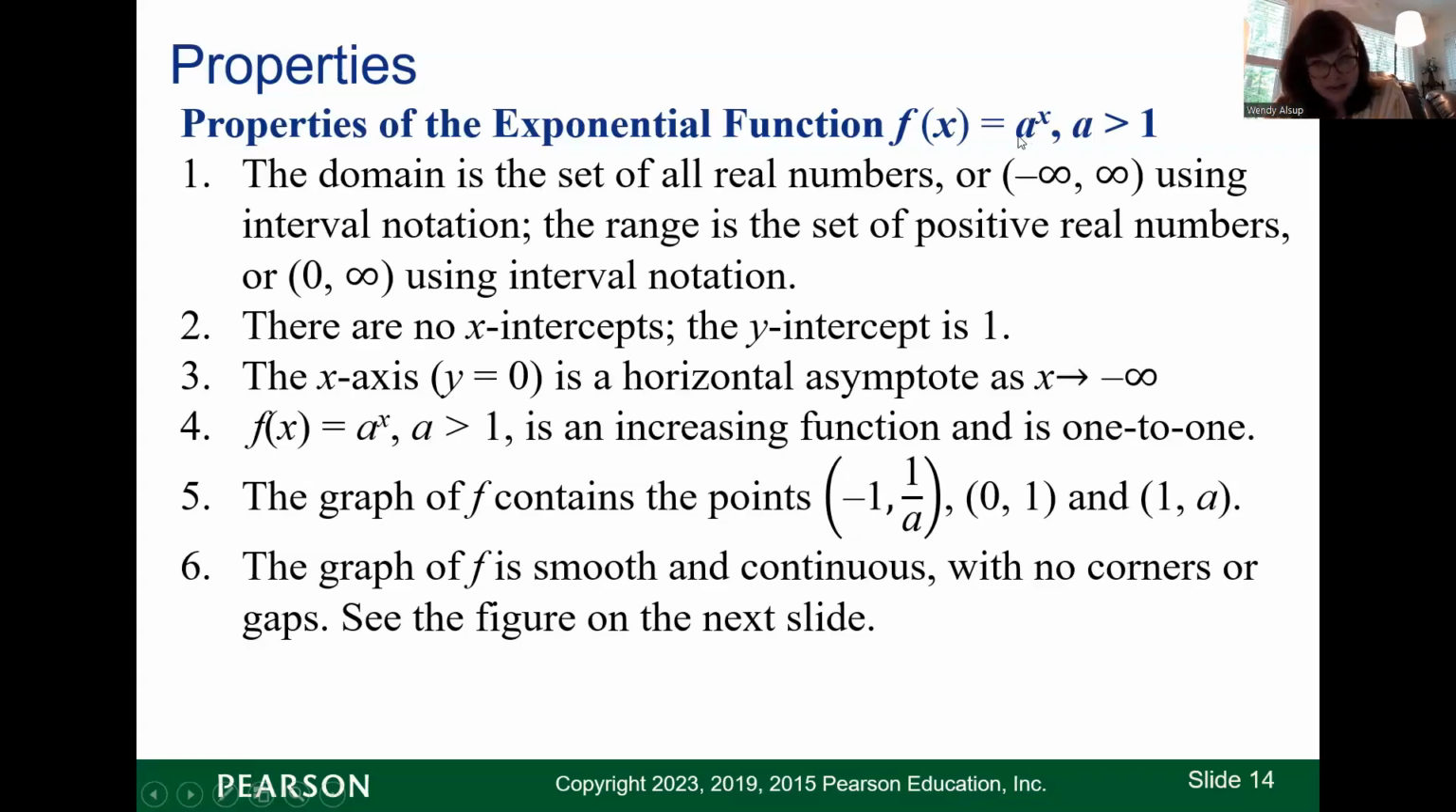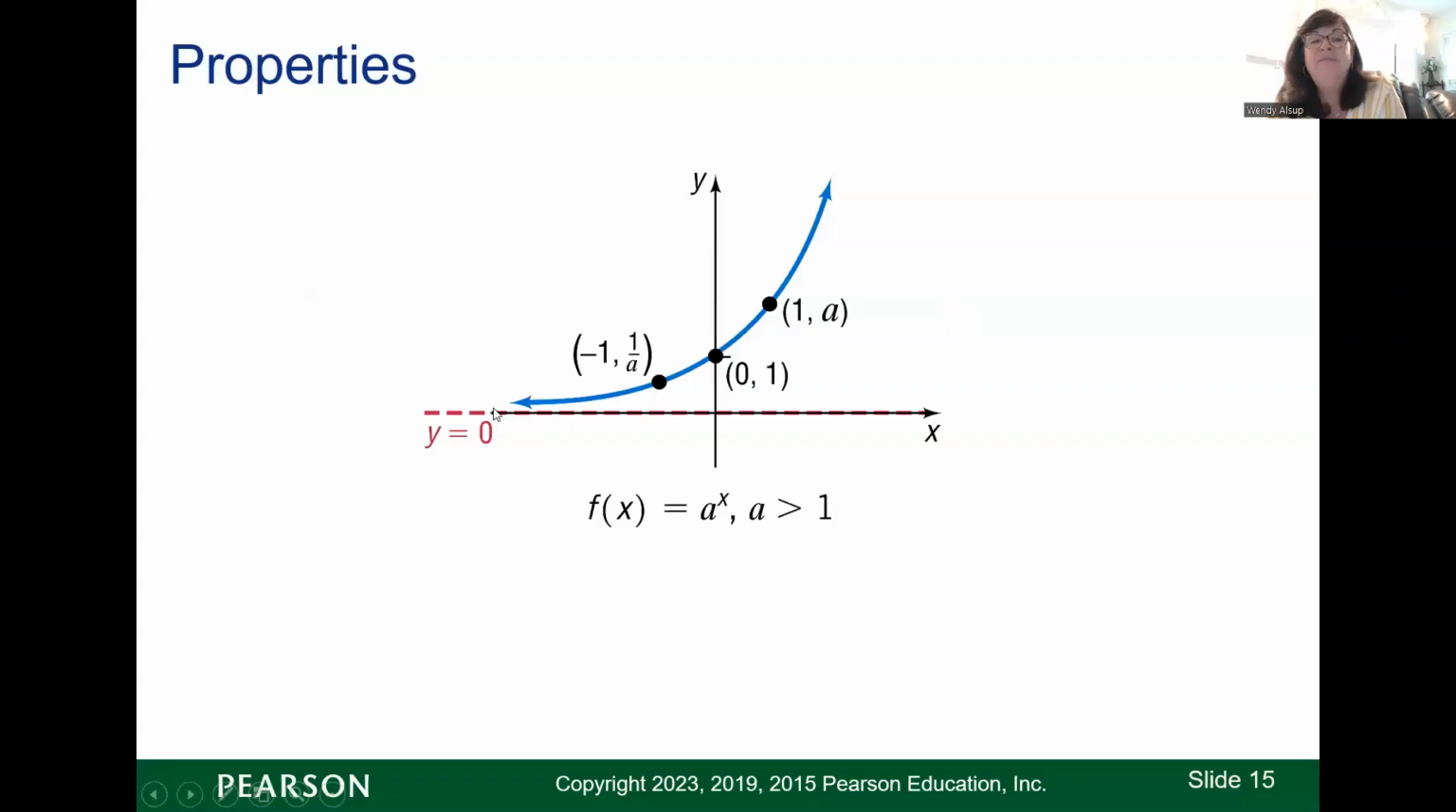If your a is not fractional, if it's greater than 1, then it's going to get higher left to right. 3 to the 1, 3 to the 2. Yeah, it's going to get higher left to right. Domain is all real numbers, but the range is going to be 0 to infinity. And this is what it'll look like if your a value is greater than 1. So you'll never be down in the negative y's. You'll always be in the positive y's if your a is greater than 1.